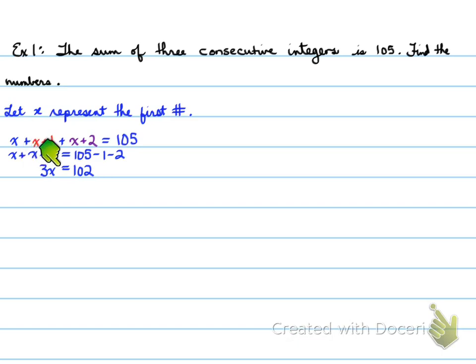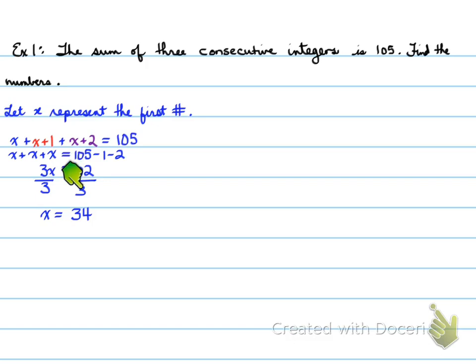So we have 3x is equal to 102. Divide. Hopefully you're thinking, okay, we need to divide both sides by 3. Once we divide both sides by 3, we get x equals 34. So what does that mean? Well, our first number is 34.